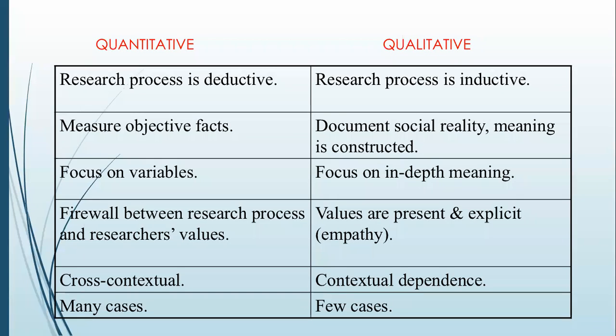Now, quantitative has a deductive process, and as much as possible they measure objective facts. So you can say they are more or less very objective, because you have concise figures to tell you whether the thing is present or absent. Then there's also a focus on variables in quantitative research, and there's also a kind of firewall between research process and research value, so to speak.